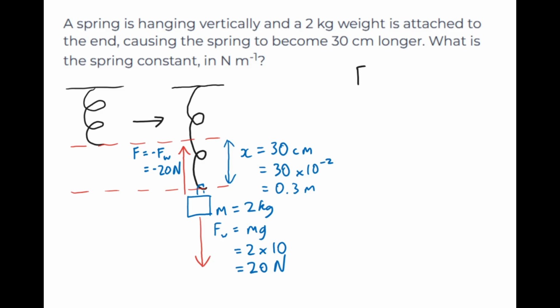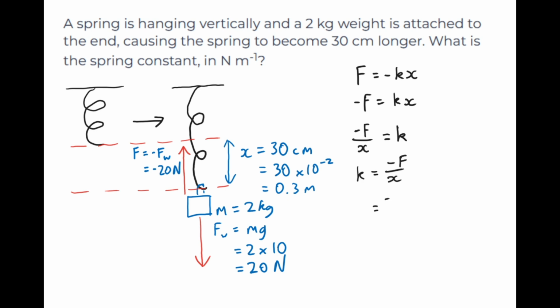We want to find k, so we'll rearrange the equation for k. Multiply both sides by negative 1 to move the negative sign to the other side. Remember that a negative number multiplied by a negative number becomes a positive number. So negative F equals kx. Next, divide both sides by x, and we have k equals negative F over x.